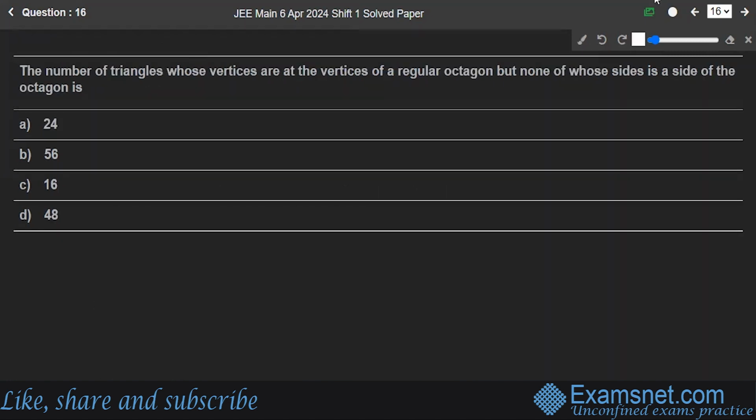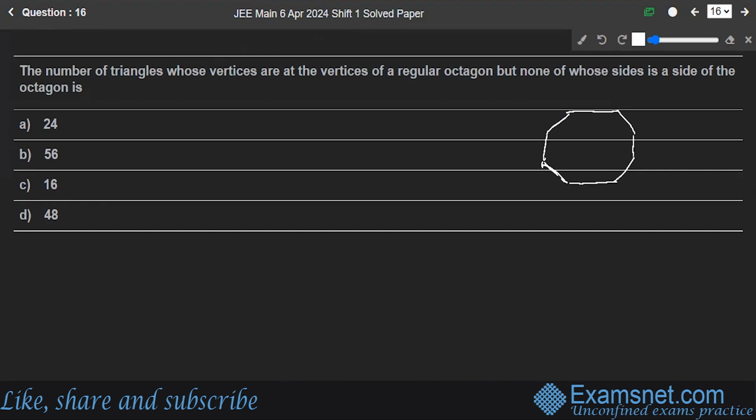Question number 16: the number of triangles whose vertices are at the vertices of a regular octagon, but none of whose sides is the side of the octagon, is. I'm repeating, number of triangles whose vertices are at the vertices of a regular octagon. Let's make the octagon 1, 2, 3, 4, 5, 6, 7, and 8. So this is a regular octagon. All the sides are equal. None of whose side is a side of the octagon.